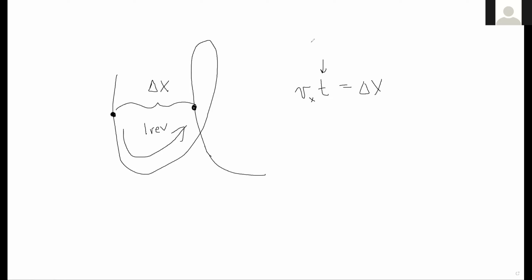So you need to figure this out from one revolution.